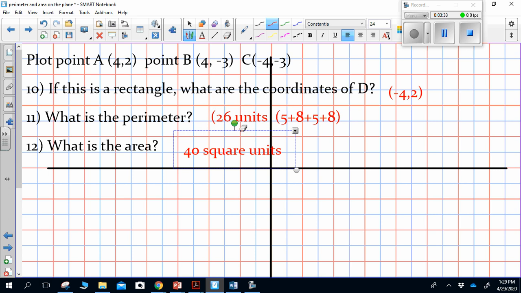The perimeter would be 26 units. And then the area would be 40 square units because the measurements were 8 and 5.